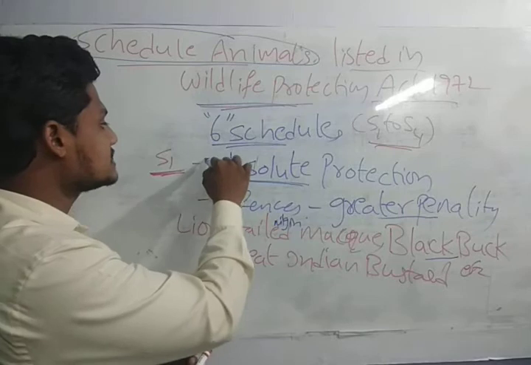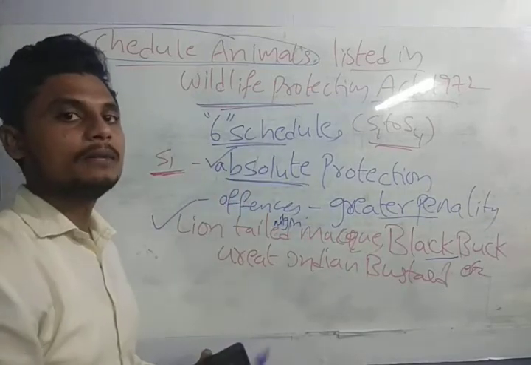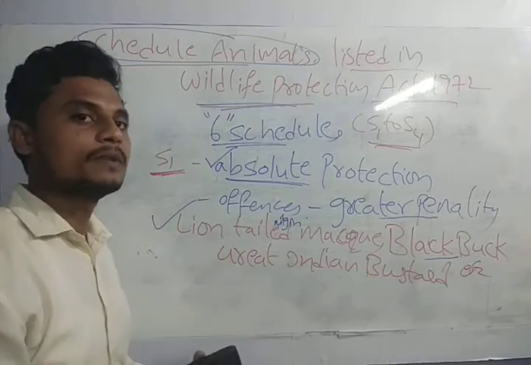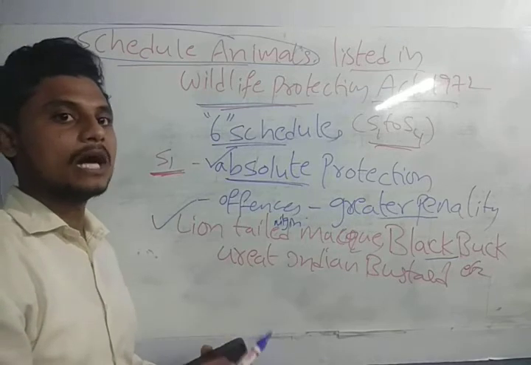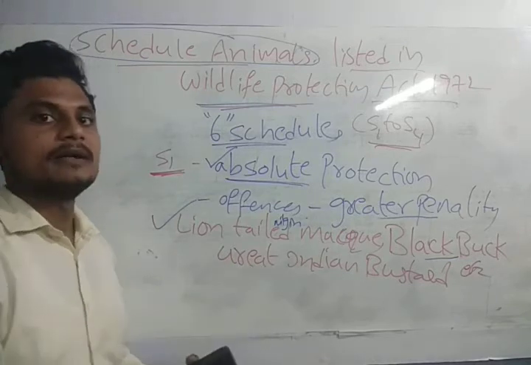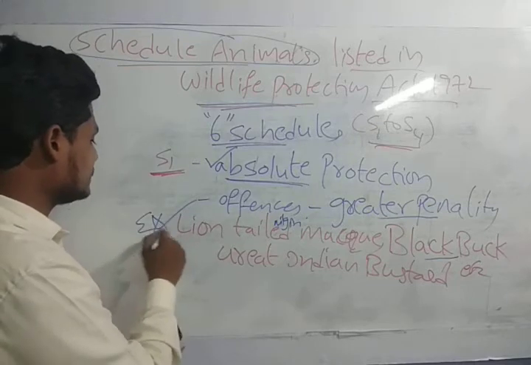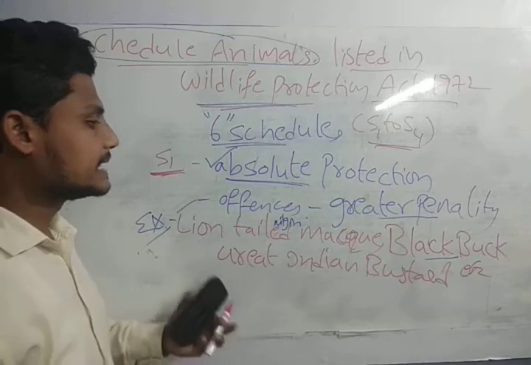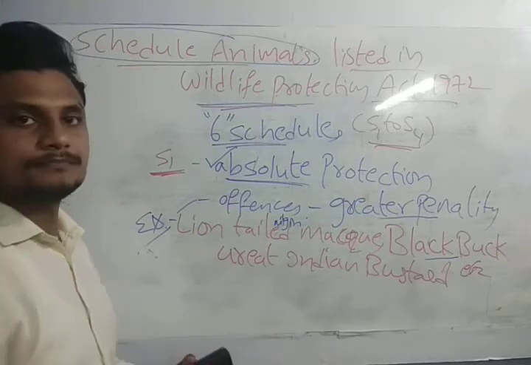Okay guys, what we need to remember in this session is what the provisions regarding Schedule 1 are and what its examples are. They may ask in the questions: what are the animals present in Schedule 1, whether they have greater penalties or not, whether they have absolute protection or not. These are the examples listed in Schedule 1: the lion-tailed macaw, blackbuck and the Great Indian Bustard, etc. Okay guys, shall we move to the second one?